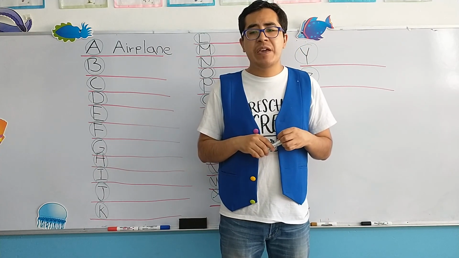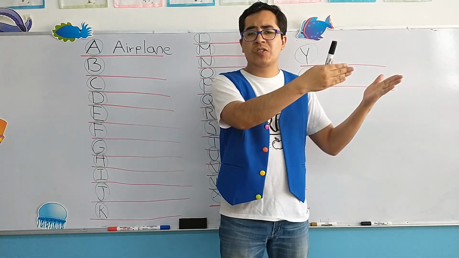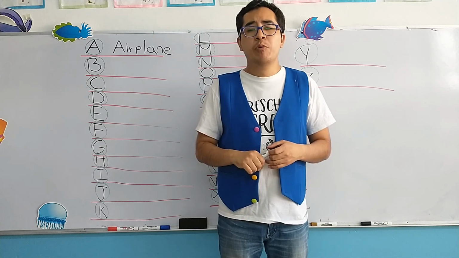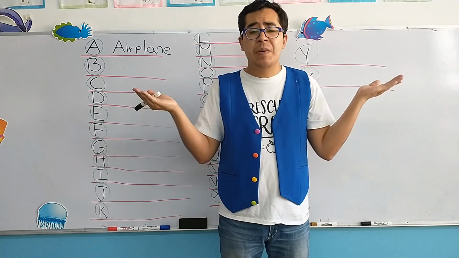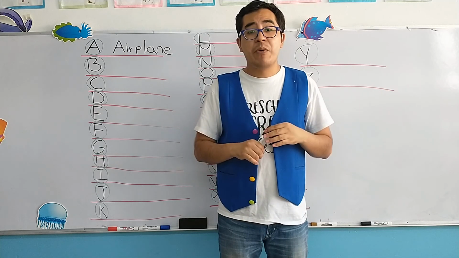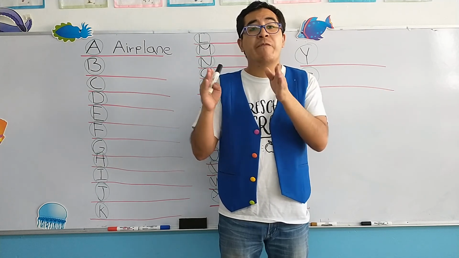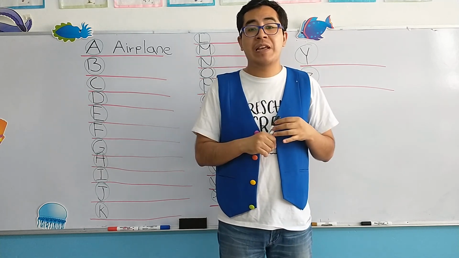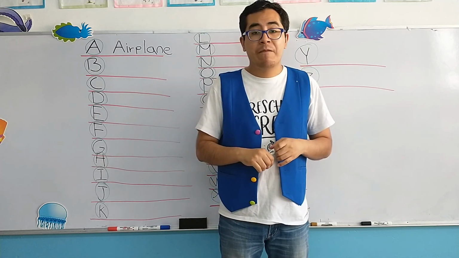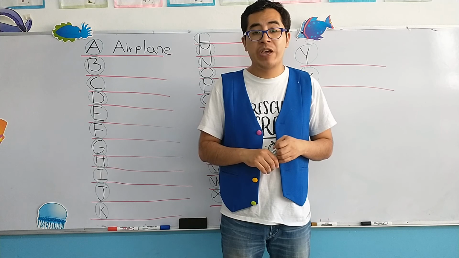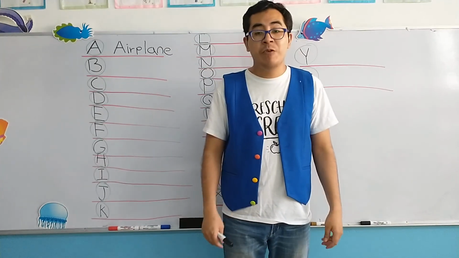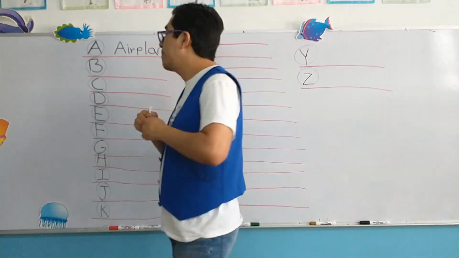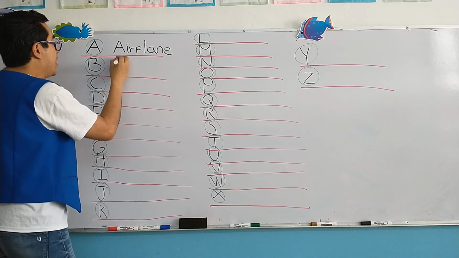For the capital B, we saw several objects, okay? Now, one that I remember the most was boot. Do you remember what is a boot? Remember, the boot is part of the family of the shoes. Recuerden que boot es parte de la familia de los zapatos. La bota. For example, Woody from Toy Story, he wears boots. Woody de Toy Story, él utiliza botas, no shoes. So, boot begins with capital B.